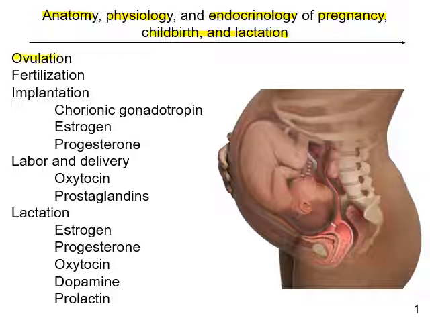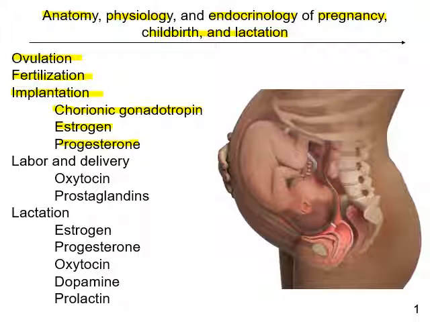So we're going to talk about ovulation and then fertilization of the oocyte by sperm. We will talk about the implantation of a developing embryo into the uterine endometrium. There are going to be 3 important hormones associated with implantation and pregnancy: chorionic gonadotropin, sometimes called human chorionic gonadotropin, or HCG. Estrogen and progesterone are all going to be important during pregnancy.